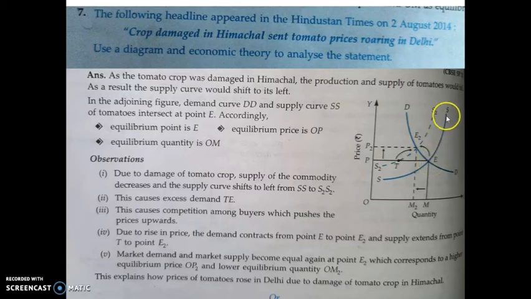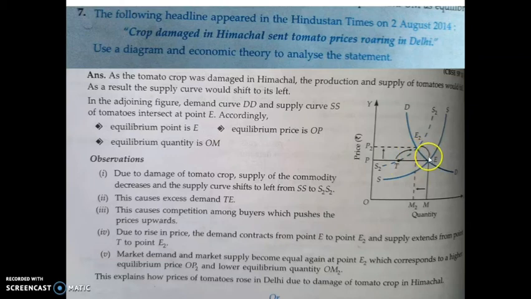The first equilibrium price is where the demand and supply intersect. Here the equilibrium point is E, with the corresponding price P and corresponding quantity M. Okay, so due to damage of the tomato crop, supply of the commodity decreases. So the supply curve shifts to the left, from the SS curve to the S2 curve. This causes excess demand.